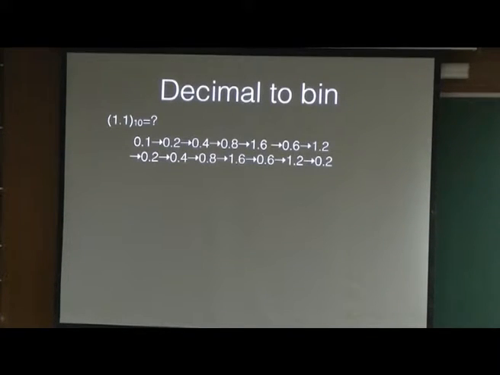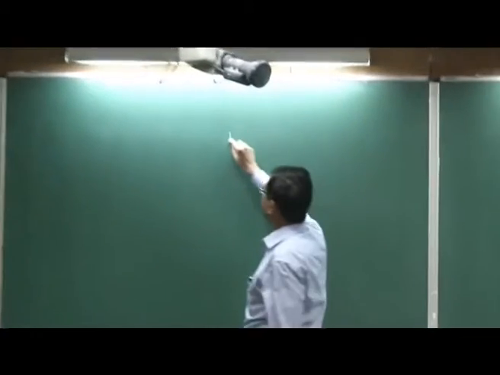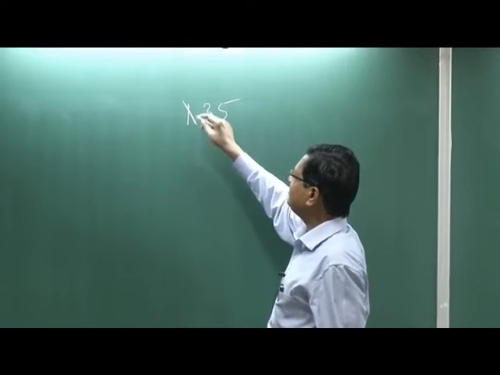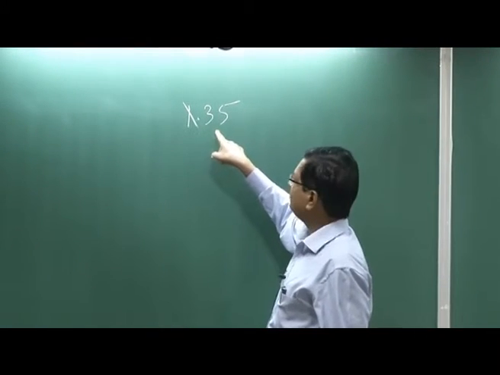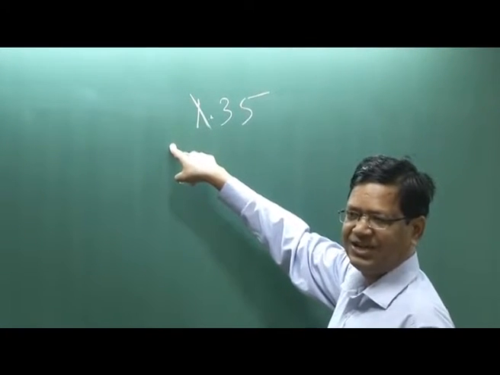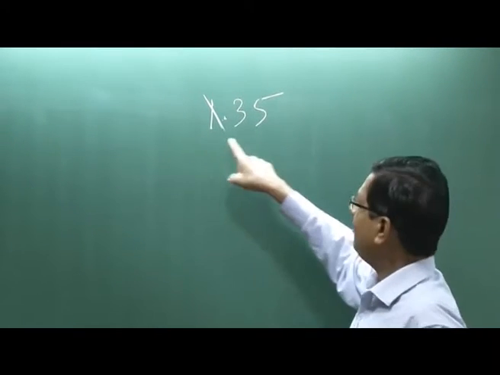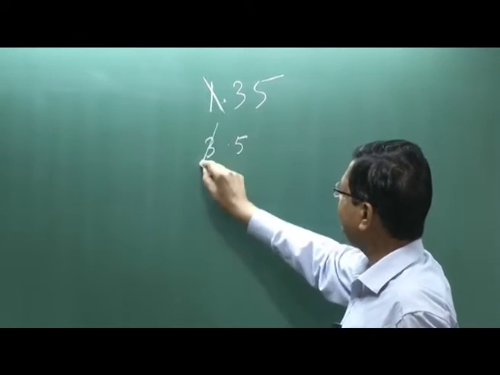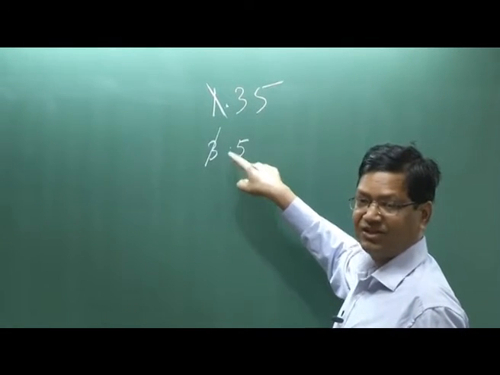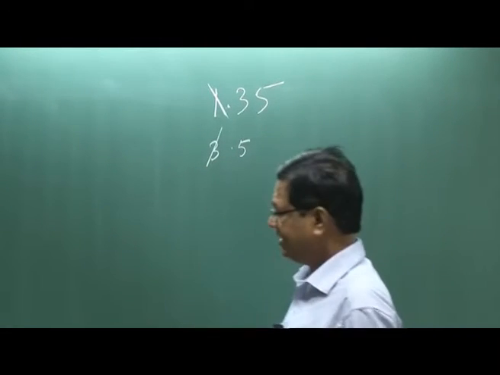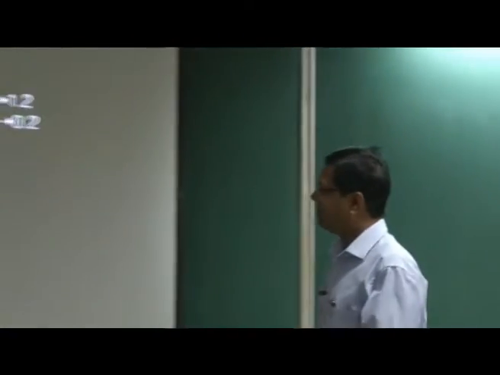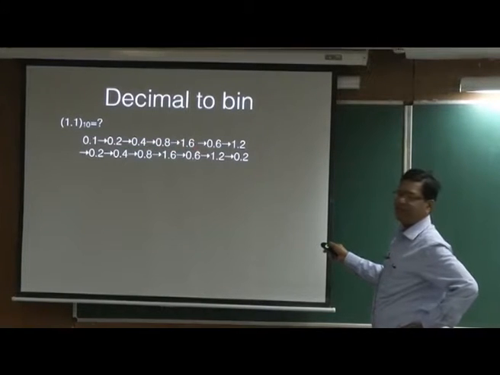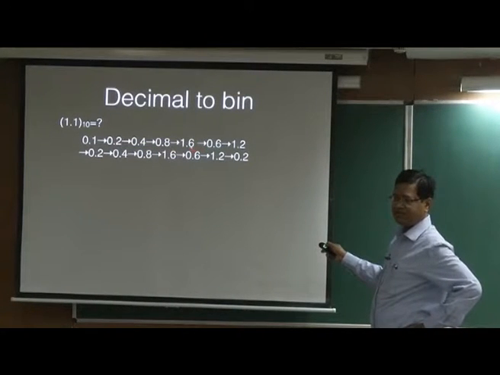Suppose I want to get the decimal digits of 1.35. Multiply this by 10. So 3 goes to the left of the decimal point and you pick that; that is the first digit. Multiply by 10 after that. So that will be 0.5, and multiplying by 10 you get 5. That is how you get the digits. You do the same thing here: you multiply by 2, 0.2, then 0.4. So these are all zeros. Here I get 1.